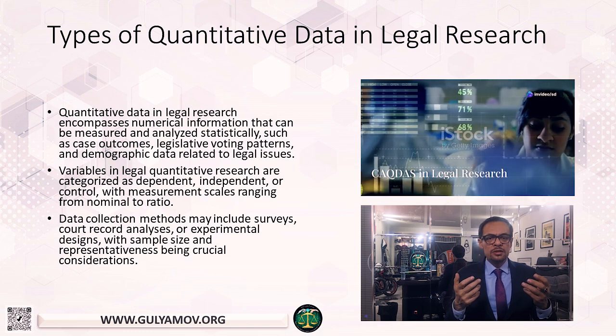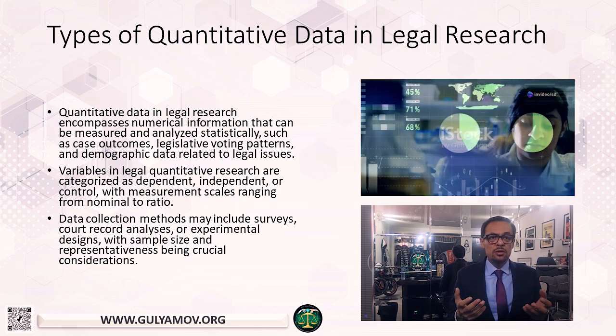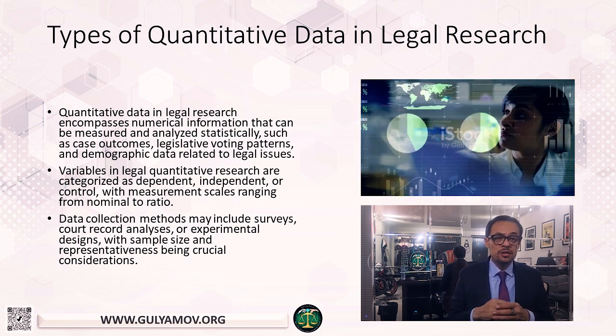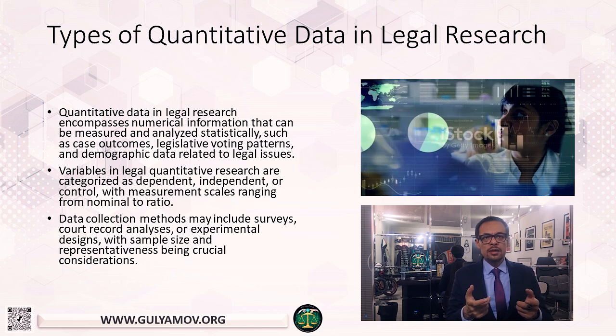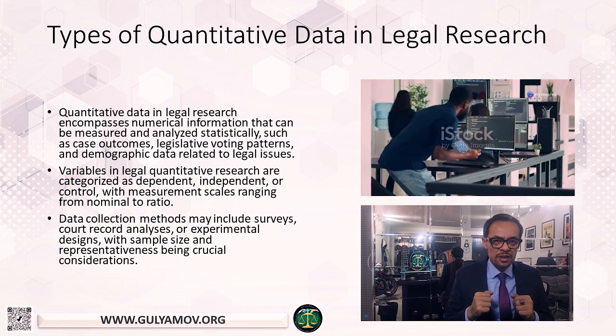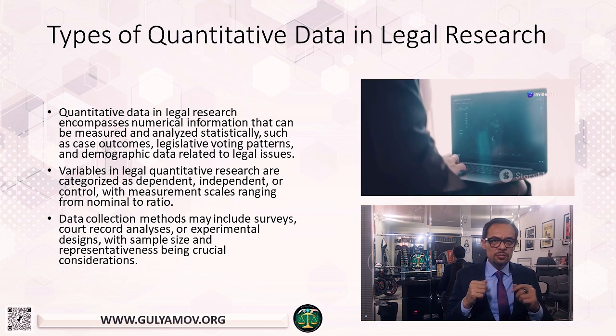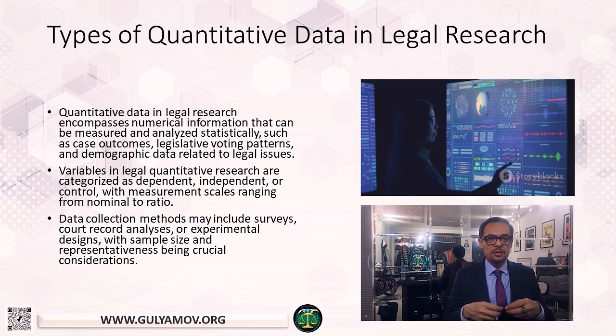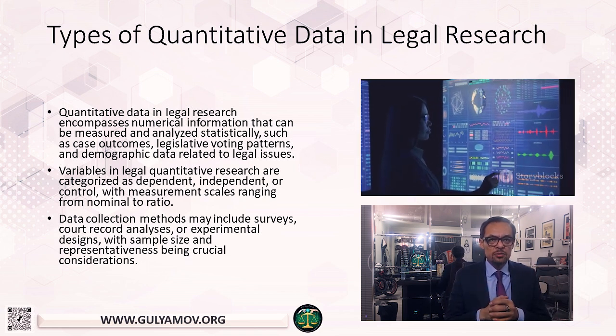Types of quantitative data in legal research. Dear listeners, quantitative data in legal research encompasses numerical information that can be measured and analyzed statistically. Common types include case outcomes, legislative voting patterns, and demographic data related to legal issues. For instance, a study might examine the correlation between judges' political affiliations and their rulings on environmental cases.